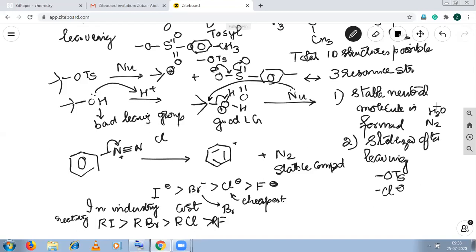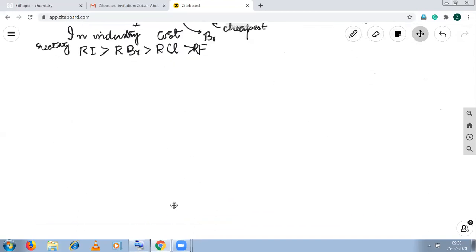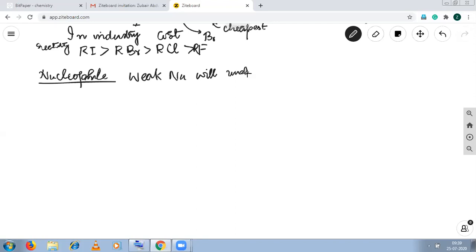Now let us look at the nature of nucleophile. How does the nucleophile affect the rate of SN1 reaction? In the case of SN1 reaction, weak nucleophiles will undergo SN1 reaction.